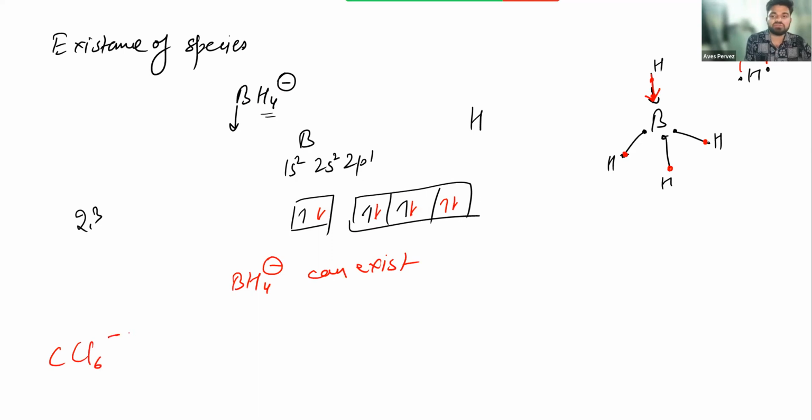So let's check CCl6 minus 2. Can it exist? Is it possible that CCl6 minus 2 can exist?